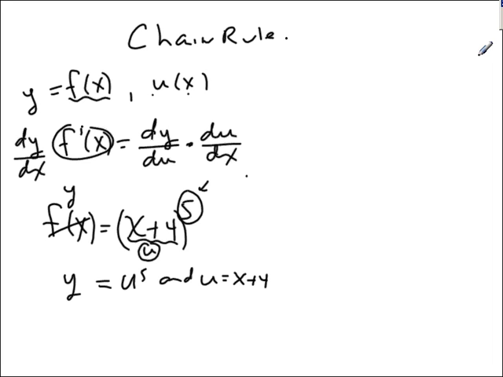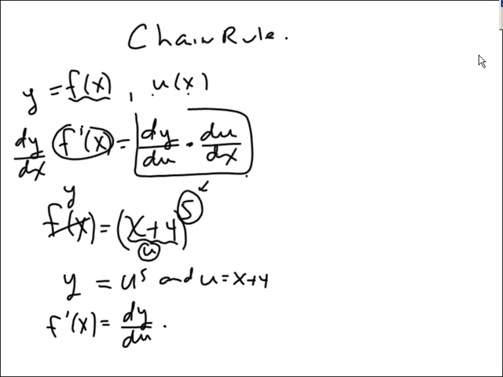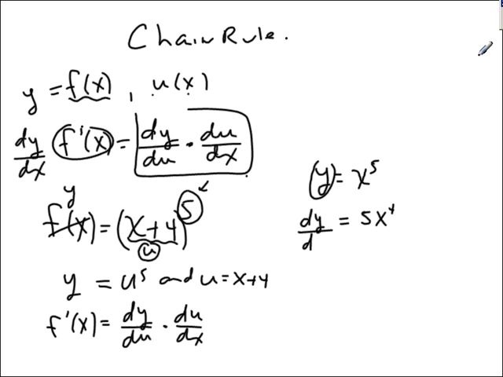Okay. So now we use this rule right here. The derivative, dy/dx, or f prime of x, is equal to dy/du times du/dx. Now, if I told you y was equal to x to the 5th, then the derivative on the right side would be 5x to the 4th. And the derivative of y is dy over d, in terms of x, dx.